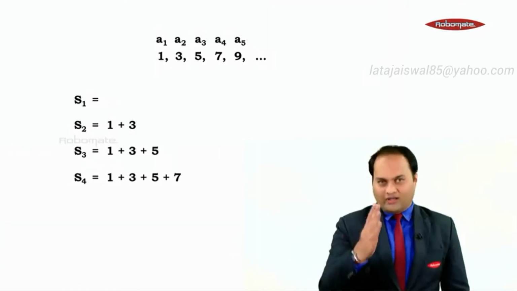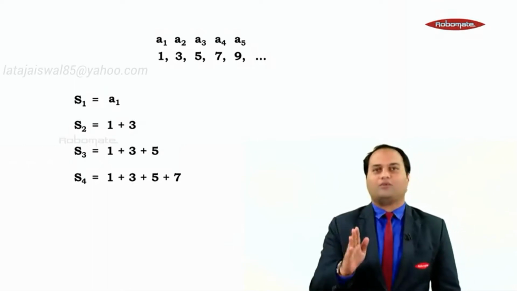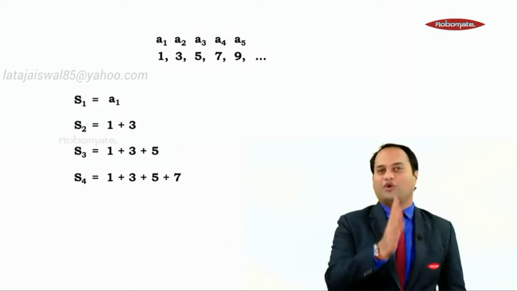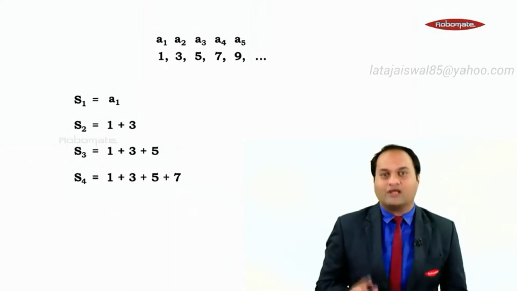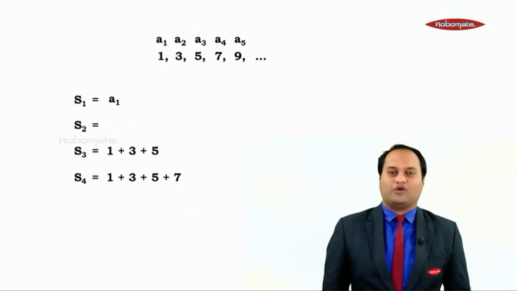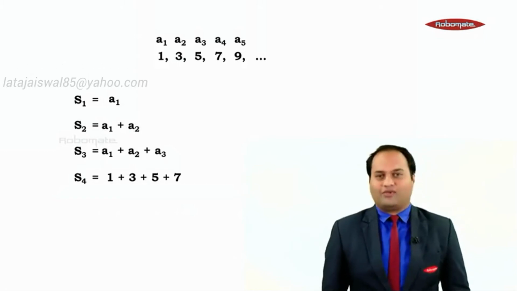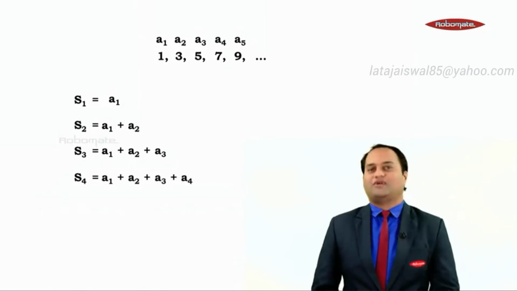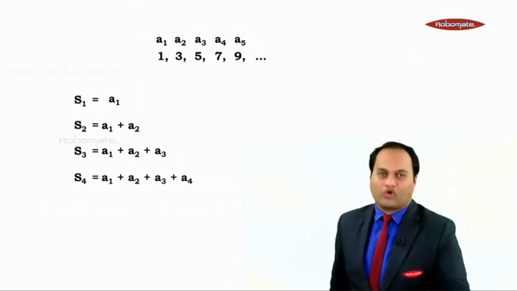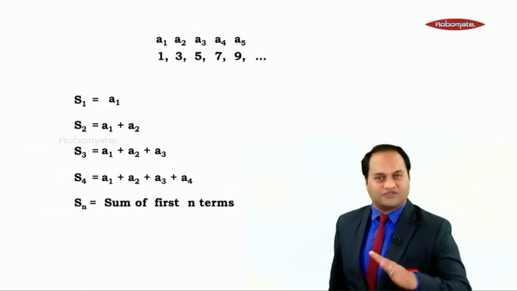Now that S1 is equal to 1, that 1 is nothing but the first term. So we come to a conclusion that S1 is equal to A1 or A1 is equal to S1. That's the first relation, right? Similarly, S2 is equal to A1 plus A2, S3 is equal to A1 plus A2 plus A3, S4 is equal to A1 plus A2 plus A3 plus A4, the sum of first four terms. And as we know, Sn is nothing but the sum of first n terms, right?